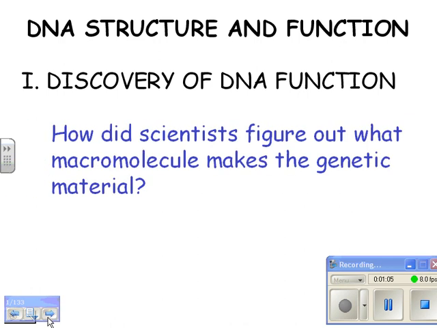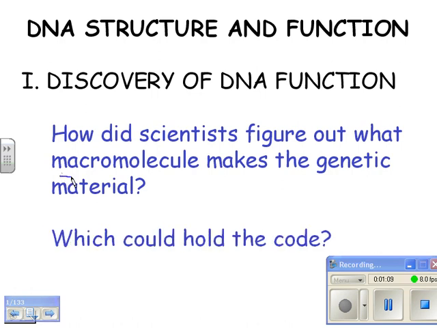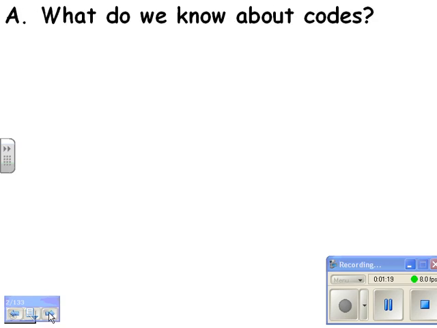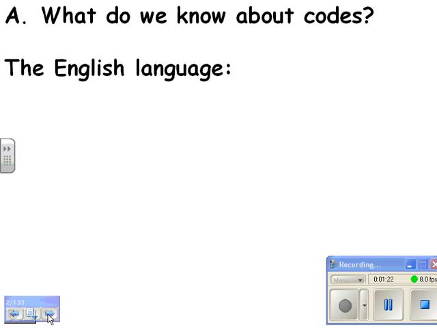How did scientists figure out what macromolecule makes the genetic material? Remember, macromolecule means big molecule, like carbohydrate, protein, lipid, nucleic acid. So which one of these could hold a code? So what do we know about codes? So let's look not to biology, but let's just look to languages.